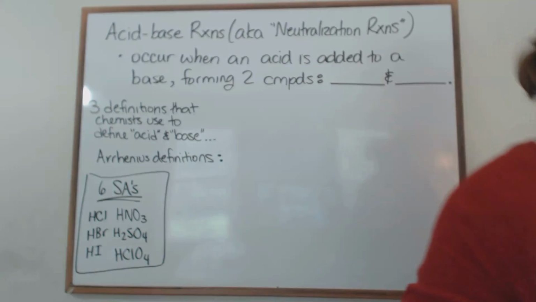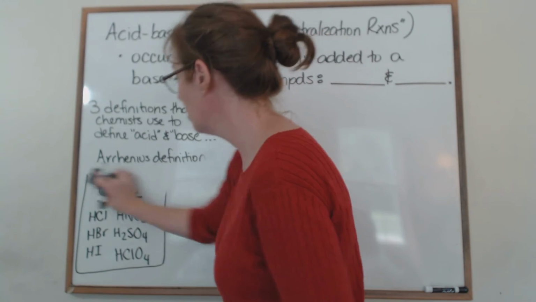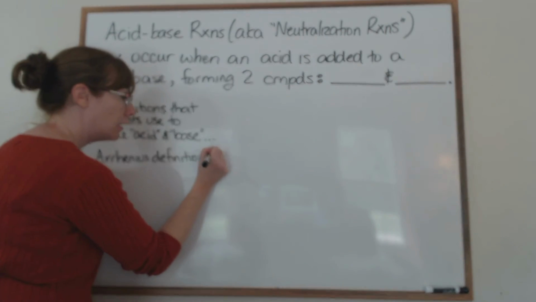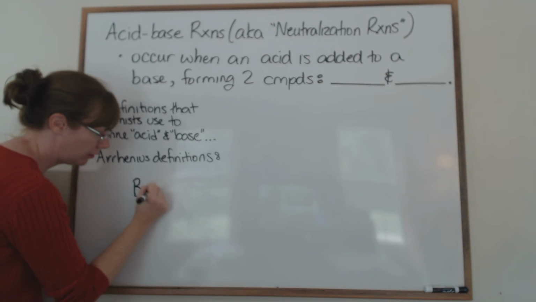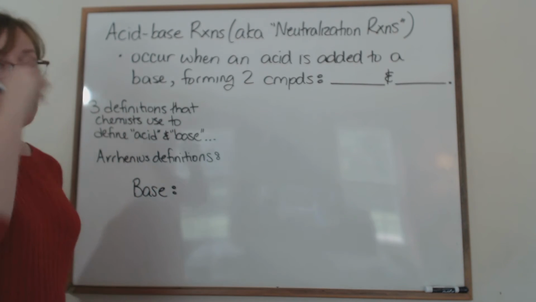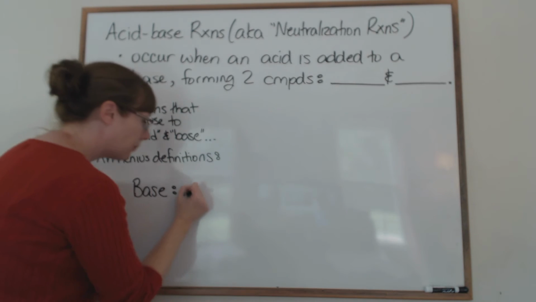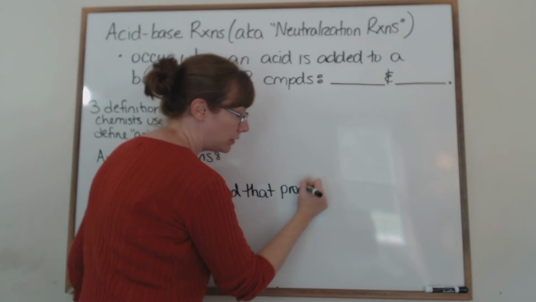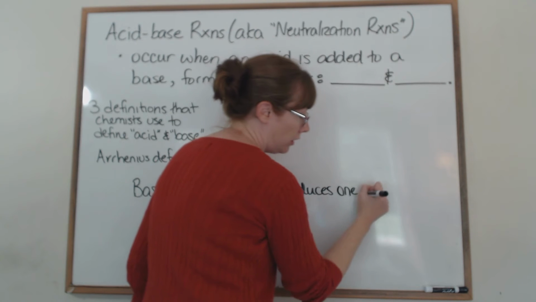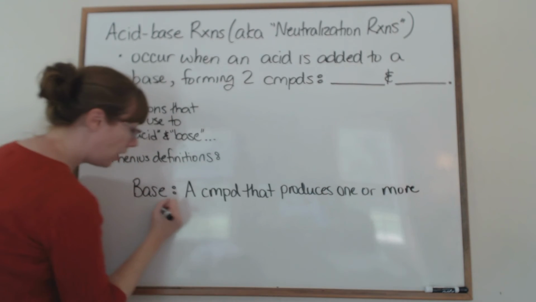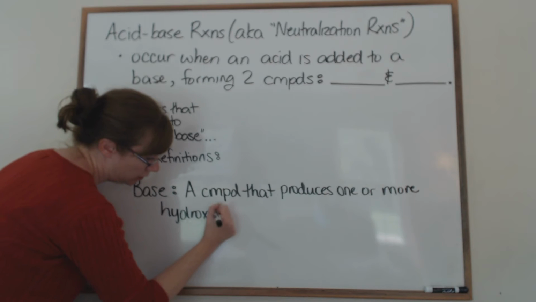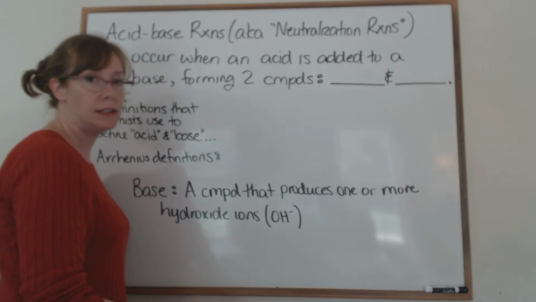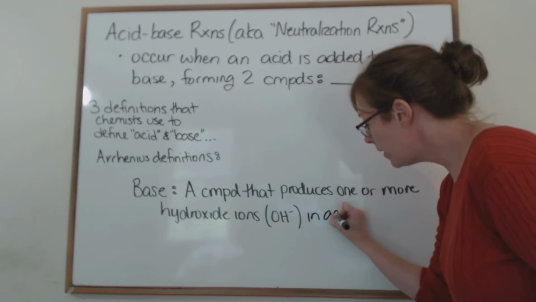Okay, a little bit about bases, but bases are not going to take nearly as long. Back to our Arrhenius definitions. Okay, what is a base? We talked about what an acid was. A base is a compound that produces, so we're back to this producing thing, 1 or more hydroxide ions. And by the way, hydroxide is one of the ones that we have memorized, OH minus, in aqueous solution.